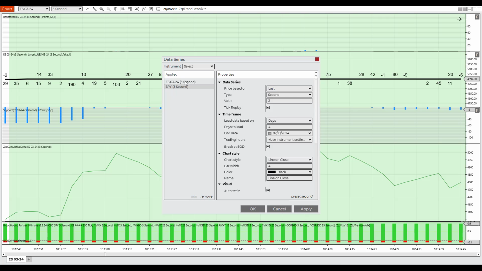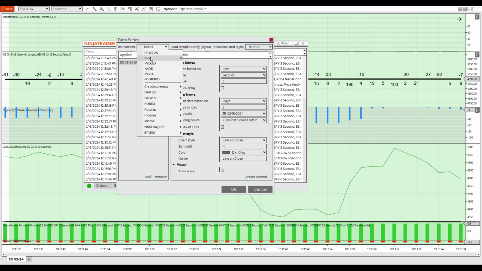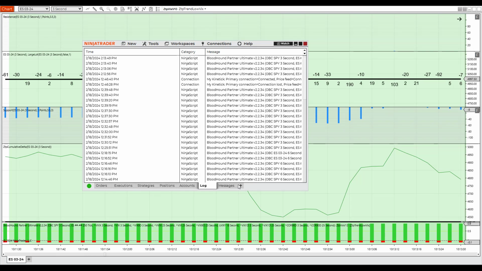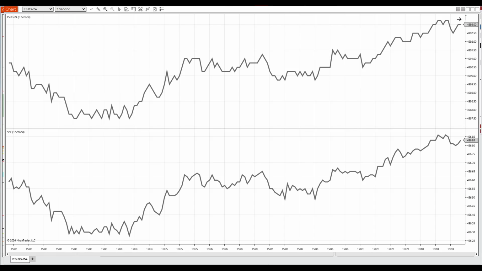So we're creating these 2 data series. The ES data series has to be first, the SPY is second. In order to do that, we're first going to pull up our ES, change the value to a 3-second value. We want our line on close. We want to give it a bar width of 4. We then come down, add the SPY. It picks up the fact that we already want a 3-second line on close, tick replay, and say OK. That will give us this chart right here. So our chart's going to look something like this.